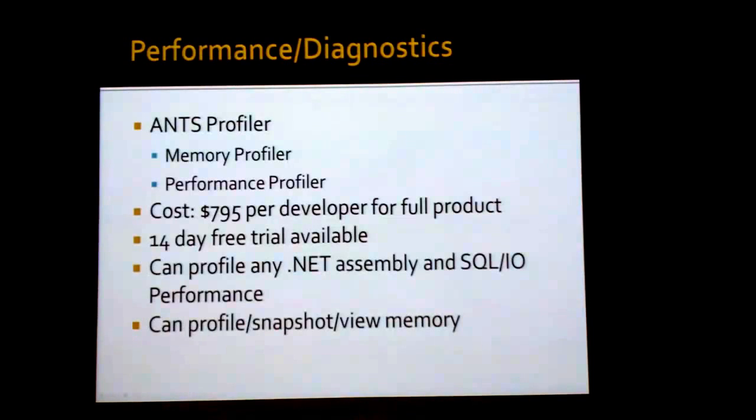ANTS Profiler is a product from Redgate. They offer tools for performing analysis of both memory use and overall code performance, how fast does it run, etc. The pricing should still be correct. It's around $7.95 per developer for the full product.